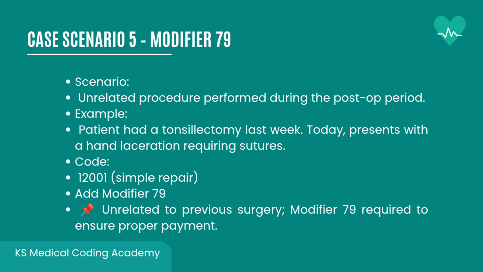Case Scenario 5: Modifier 79. In this case, the patient had a tonsillectomy last week, and is currently in the post-operative period of that procedure. Today, the patient comes in with a hand laceration that requires suturing. This new issue is completely unrelated to the previous surgery. The procedure code for simple repair of a superficial wound is 12001. Since this new service is unrelated to the original surgery, we must use modifier 79 to indicate that it's a separate and unrelated procedure performed during the post-op period. This ensures proper reimbursement and prevents denial due to global period rules. So the correct code is 12001-79.